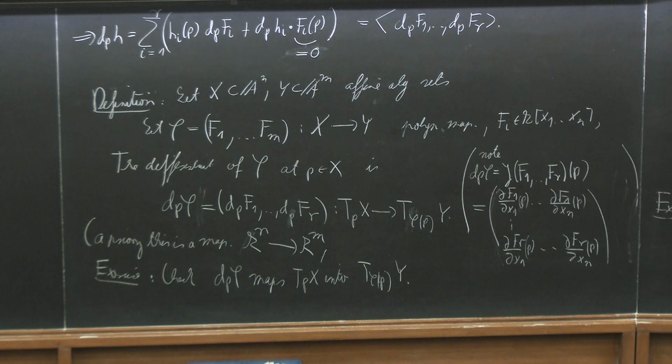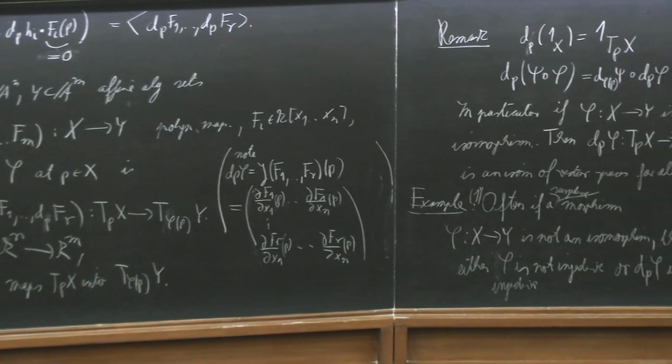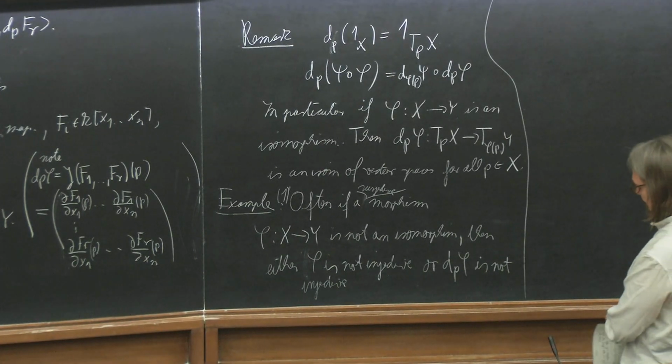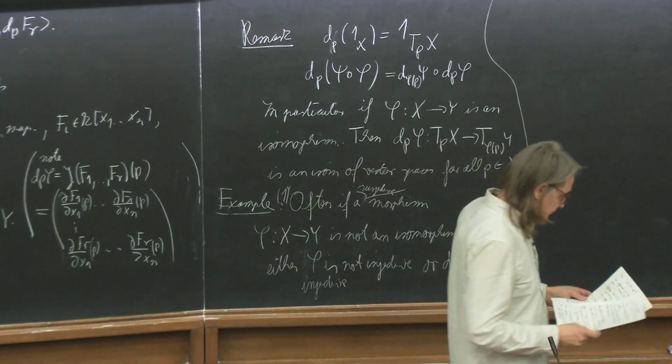In fact, if one wants to show that something is not an isomorphism, maybe the first thing that one checks is this. So either it's not surjective, or it's not injective, or the differential is not injective. And if that fails, then one has to start thinking. Not that then it's so.